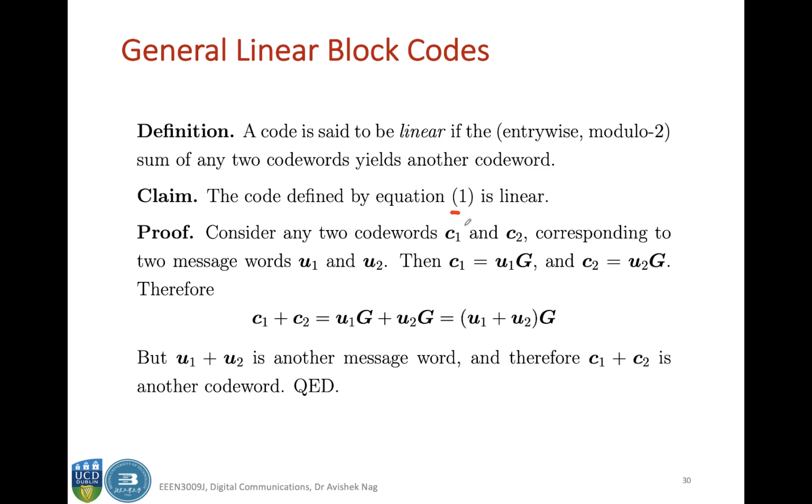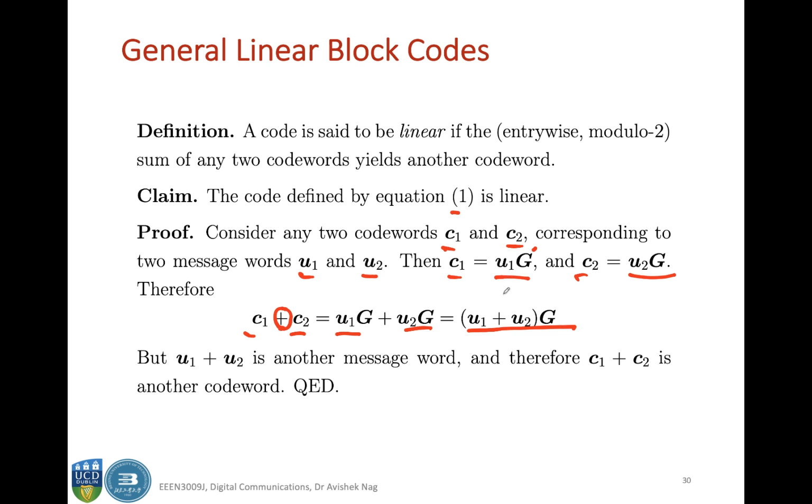So let's try to prove that. So consider any two code words C1 and C2, okay, corresponding to two different message words U1 and U2. Then according to the encoding rule, you have C1 equal to U1 times G, the generator matrix, and similarly you have C2 equal to U2 times G. So C1 plus C2, or the modulo 2 addition, remember this plus is a modulo 2 addition, will give you U1G plus U2G, and then you can write this in this form. Okay.